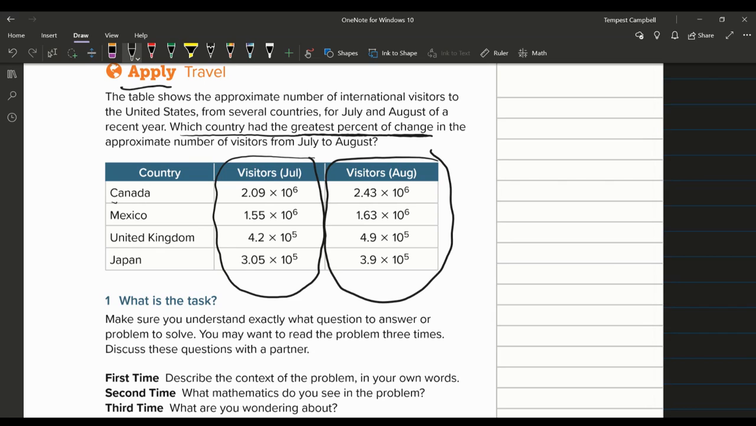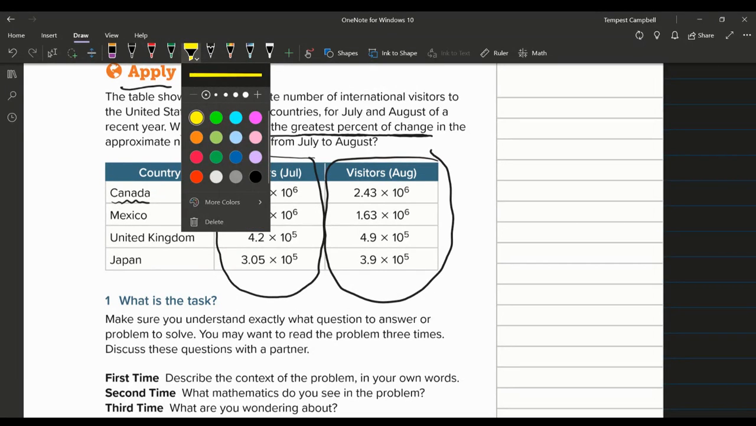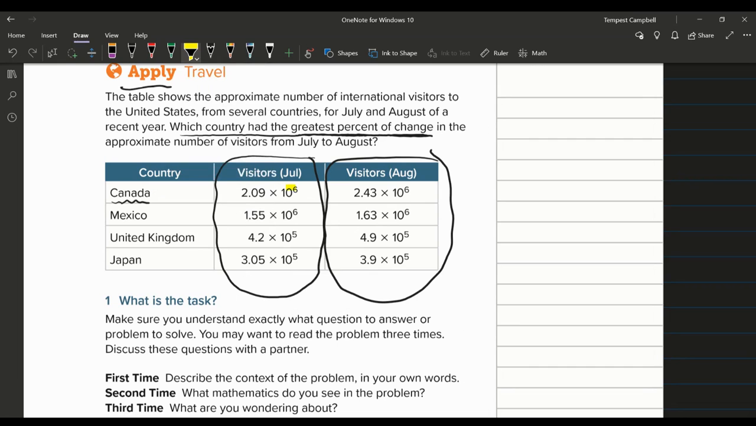The idea is when we look at Canada, we have 2.09 times 10 to the power of 6, and then they went to 2.43 times 10 to the power of 6. Let's highlight everything that stayed the same. Everything that stayed the same was our 10 to the power of 6. Same thing happened in Mexico, 10 to the power of 6. United Kingdom, 10 to the power of 5, that stayed the same. Both of those stayed the same.